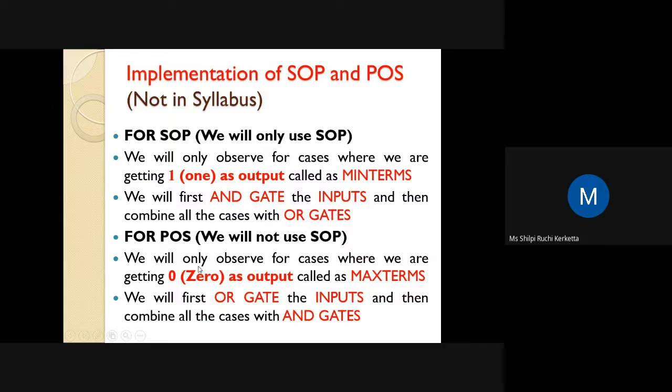Whereas in product of sum, it becomes opposite. We have to observe the conditions where the output is 0, and that is called max term. And we have to OR the inputs, or do the summation of the inputs, and then we have to combine all the cases with AND gate, which is the product. So first we have to do the summation, then we have to do the product. So that's why it's called product of sum.